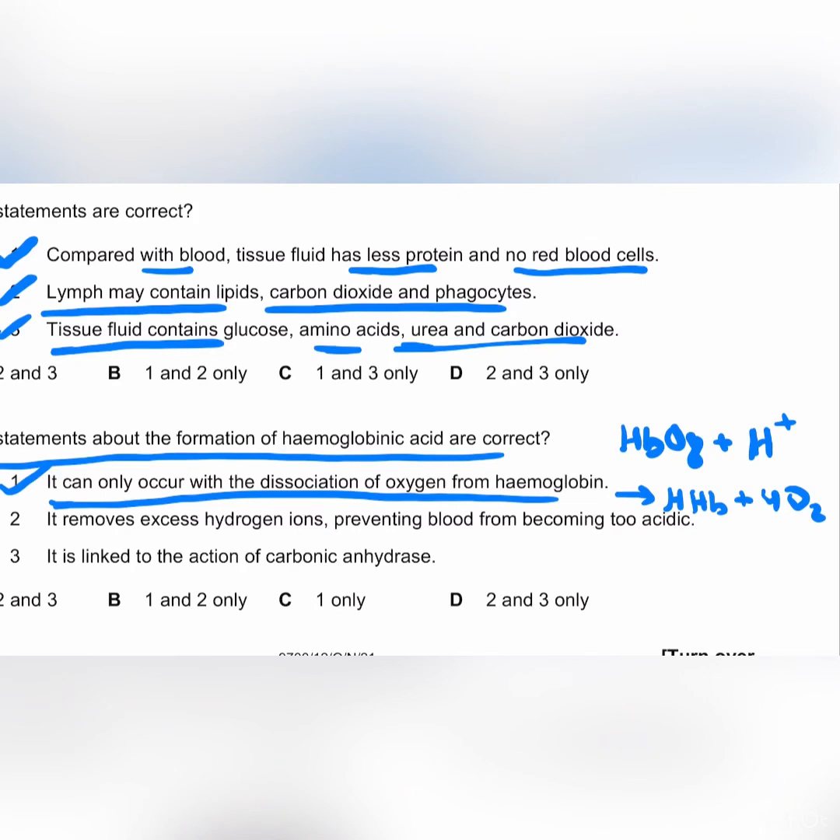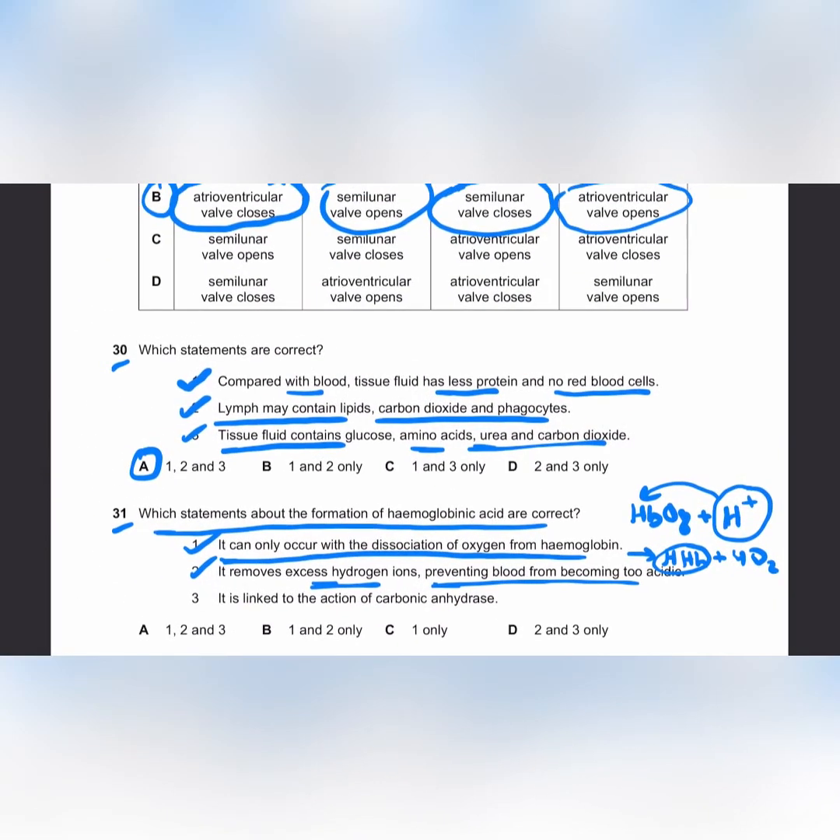It removes excess hydrogen ions, preventing blood from becoming too acidic. This is true. Excess hydrogen ions are picked up by the hemoglobin to form hemoglobinic acid, which prevents the blood from becoming too acidic. Statement 2 is also right. Statement number 3, it is linked to the action of carbonic anhydrase. This is true as well.